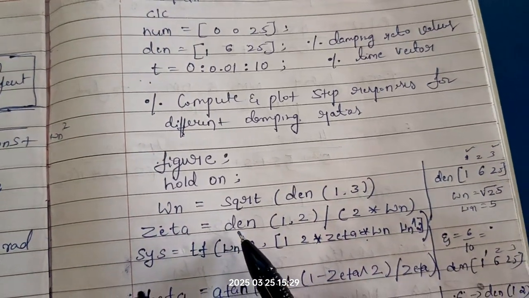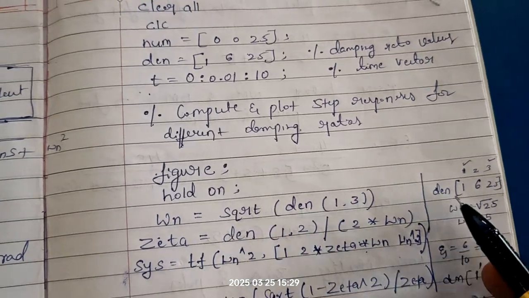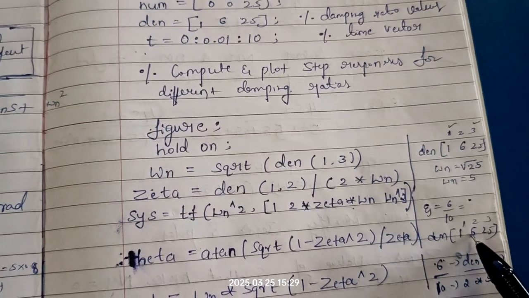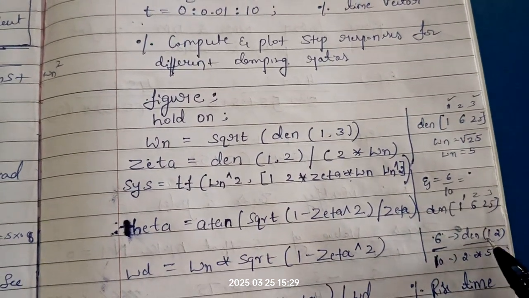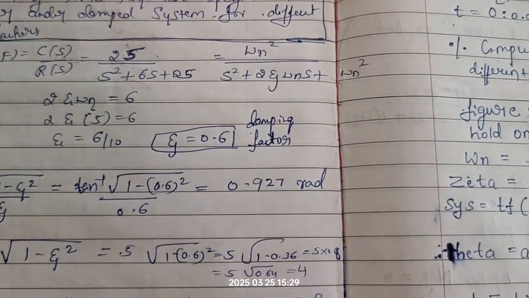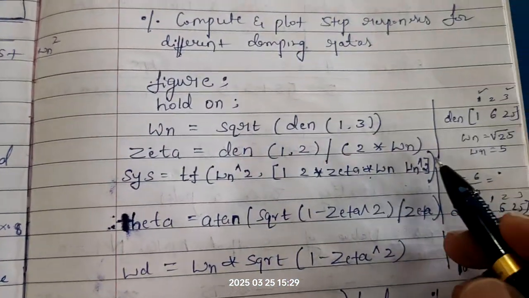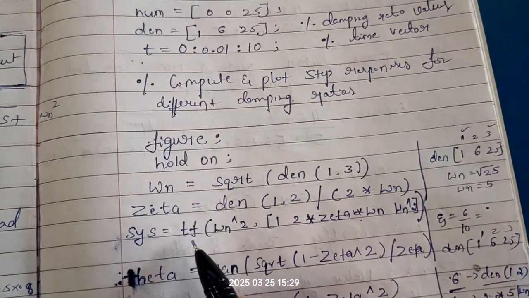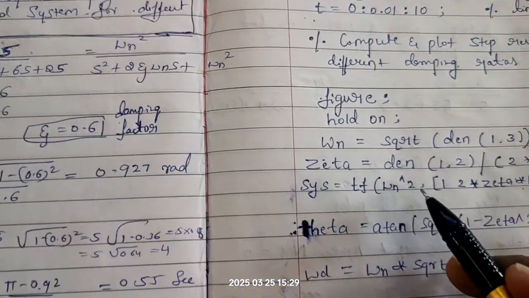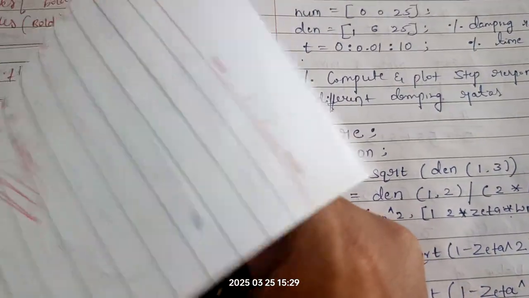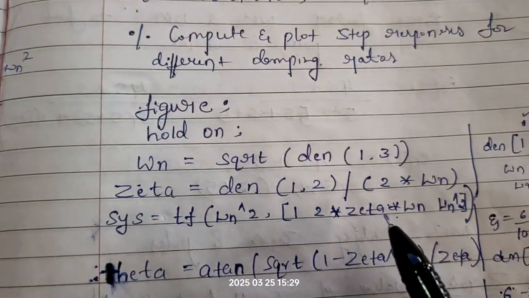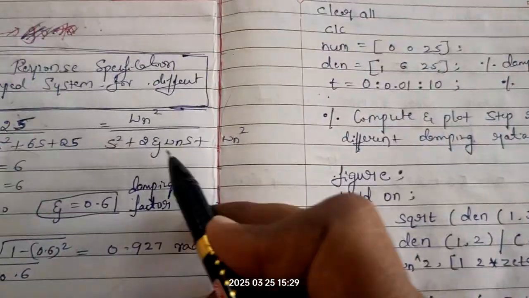Then zeta: what is the value of zeta? It is denominator 1 comma 2, which is 6, divided by 2 omega n. If you do this, 6 by 10, you will get the value according to the calculation. Next, the system function, that is the transfer function, is written here: omega n square is denominator 1 comma 3, the coefficient of s square is 1 and the coefficient of s is denominator 1 comma 2. Then you can observe omega n square is this one.